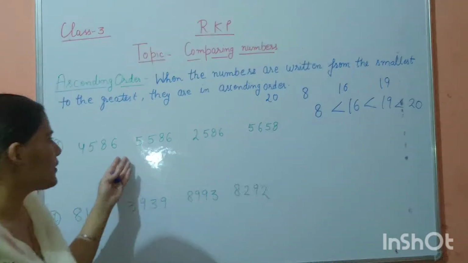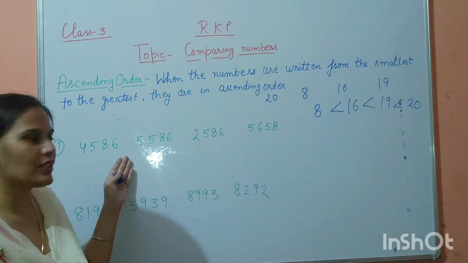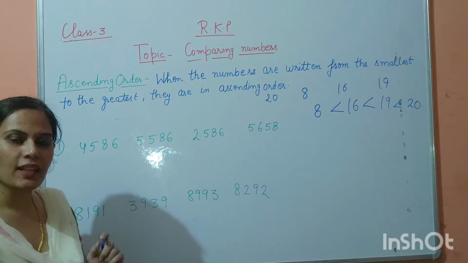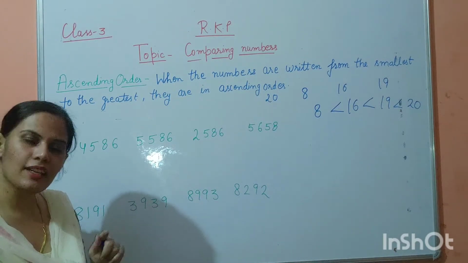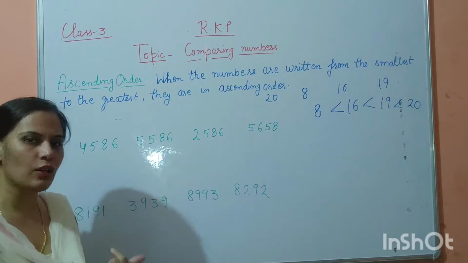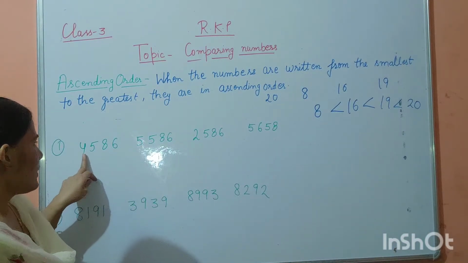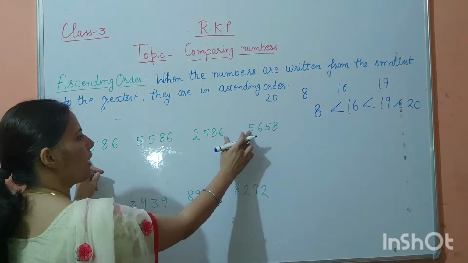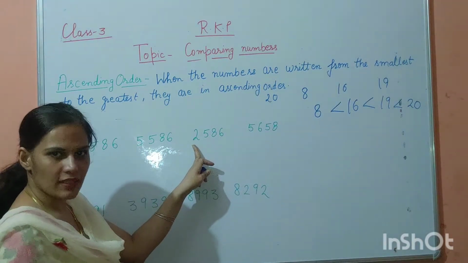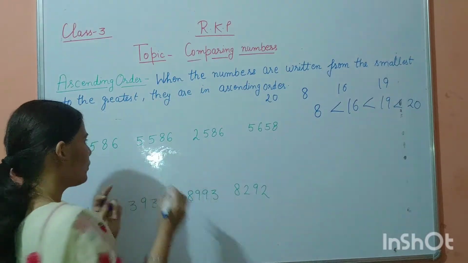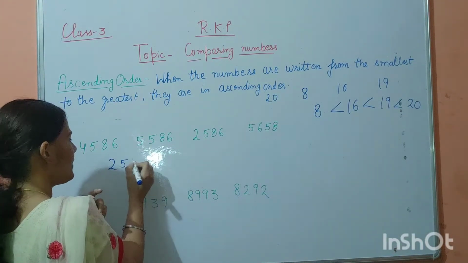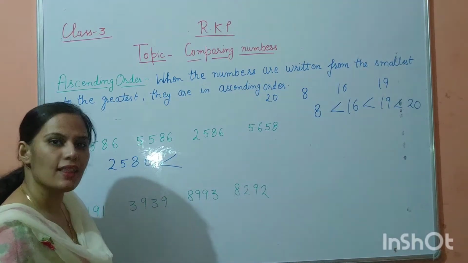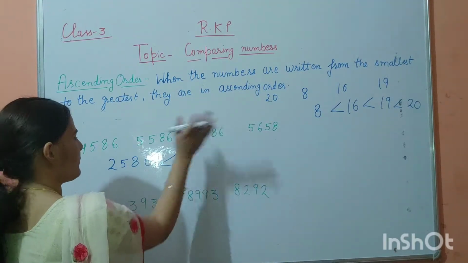Let's take one more example of 4-digit numbers. As you can see, all have 4-digit numbers. Then what will you do? As I told you, compare from the thousand place. Thousand place 4, 5, 2 and 5. You can see 2 is the smallest one. So 2586. Now what sign will come? Less than sign.